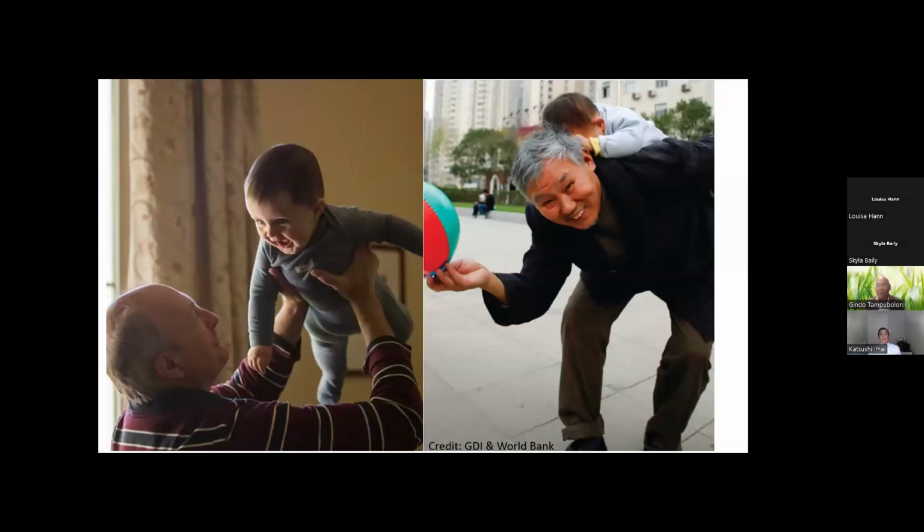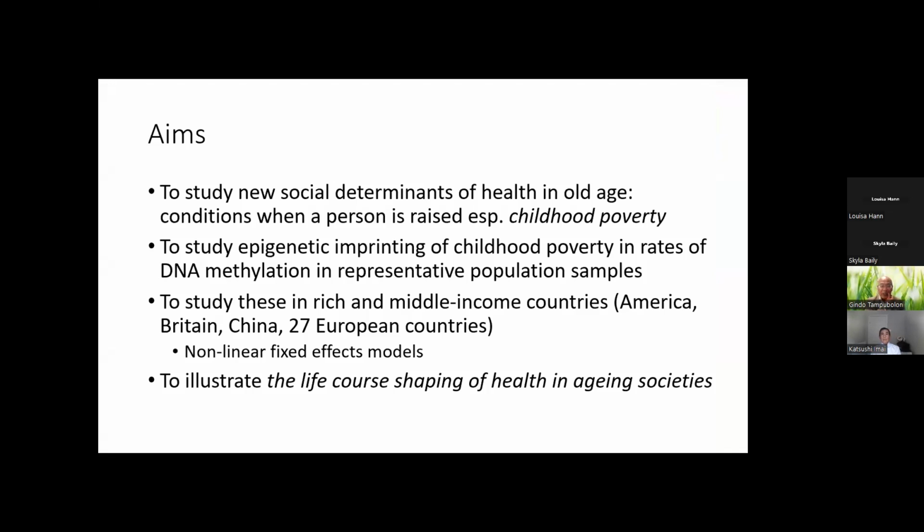Few pictures are more endearing than babies and their grandparents. And this seems universal, in the global north or in the global south. But for me, such pictures also encapsulate an important conceptual framework, namely the life course shaping of health in aging societies. So my aim in doing this work is to study new social determinants of health in old age, in particular conditions when a person is raised, especially childhood poverty, or more completely, childhood material poverty.